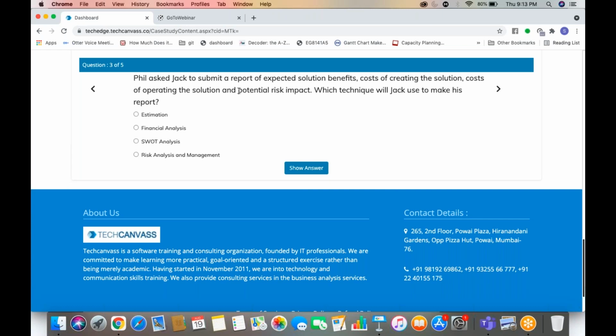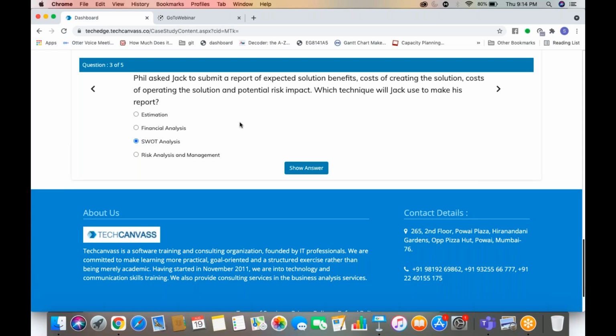So there is a reference to potential risk impact, but in risk analysis you don't talk about benefit, cost, and cost of operating the solution. So I will eliminate this, because risk analysis is all about identifying the risk, and in the risk register we talk about who will be the owner. There we don't talk about the benefit, so straight away I'll eliminate it. SWOT analysis, strength, weakness, opportunities, and threat, is a strategy analysis technique. In it you don't take into consideration the cost and benefit. So straight away I'll eliminate it. Now I have two options: estimation and financial analysis.